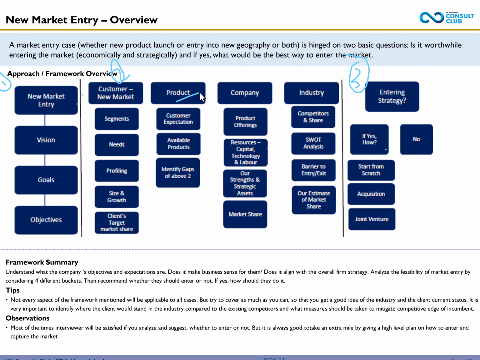In the second part, the product part, you understand the customer's expectations, available products, and identify gaps of the above two. So you understand three things: what the customers are looking for, what available products they have in the market, and how they are not satisfied with the product, and what you can launch which is going to help them fulfill their expectations. In the third part, you look at the company, basically your client: what product offerings your company has, and what resources the company has in terms of capital, technology, and labor to launch this product. This is more in terms of feasibility for the company to launch this product.